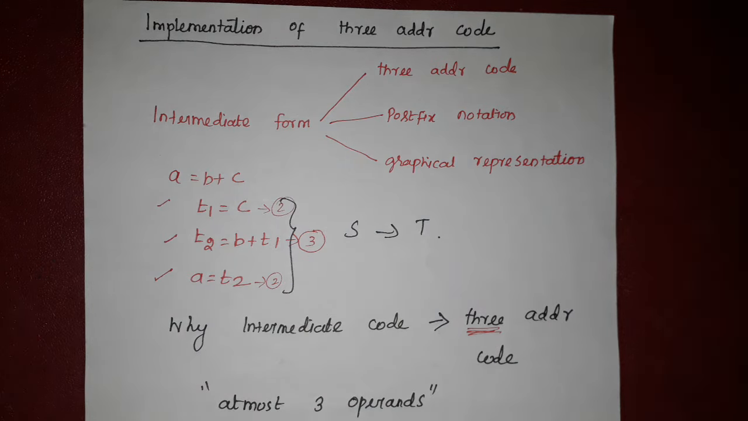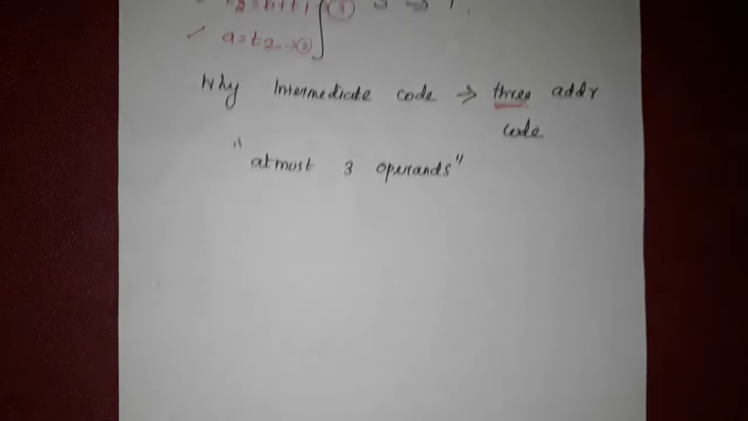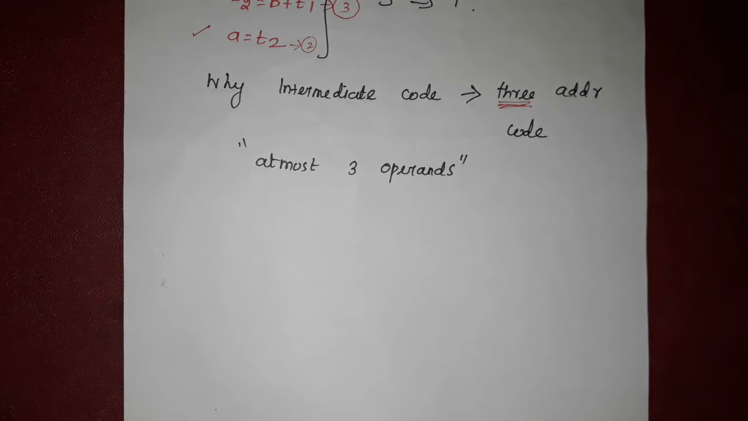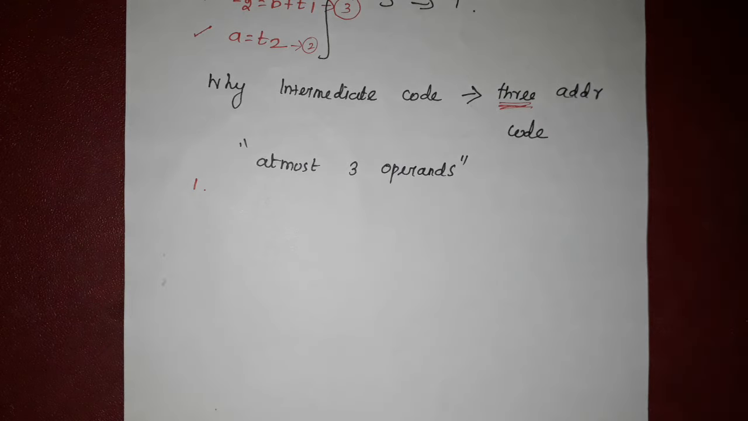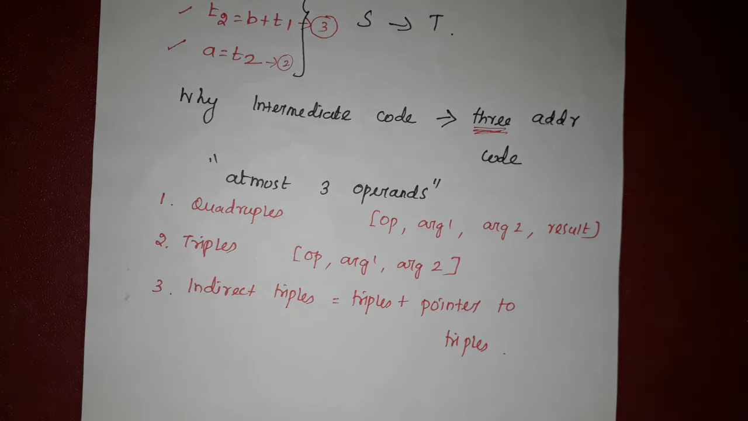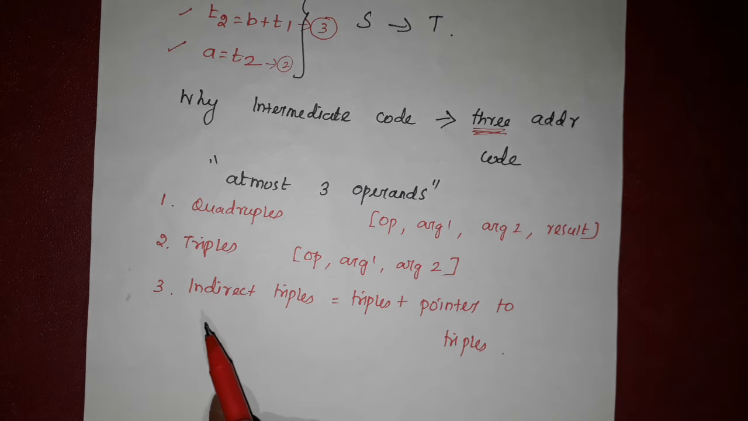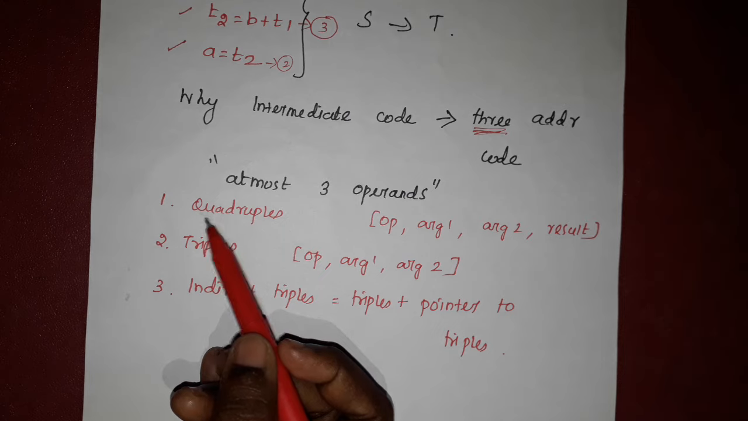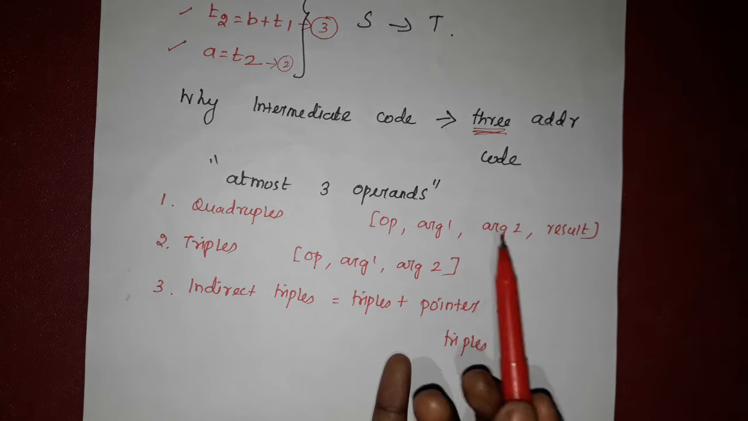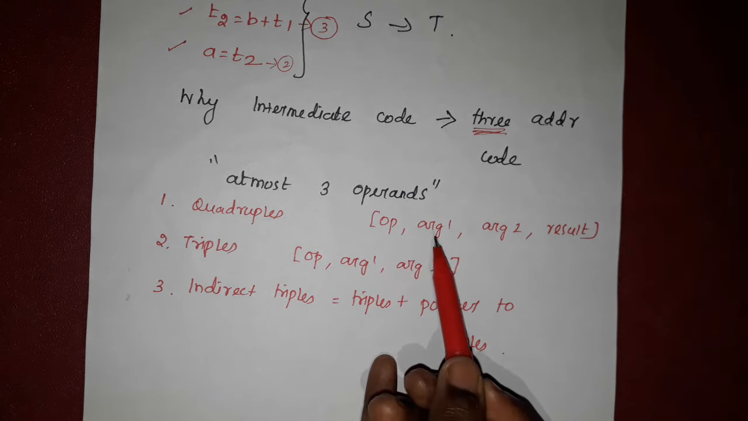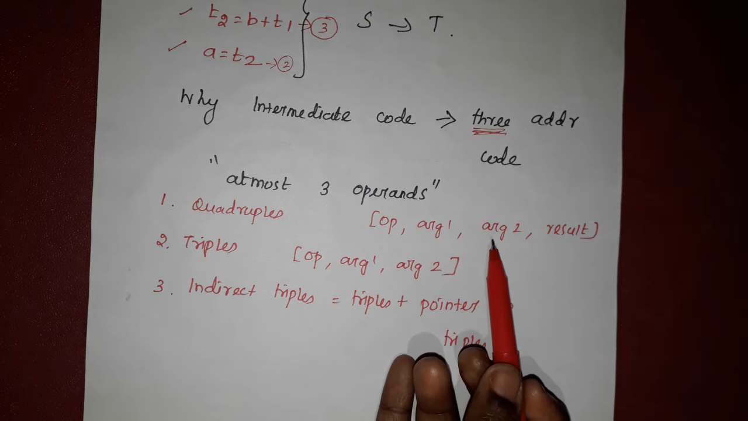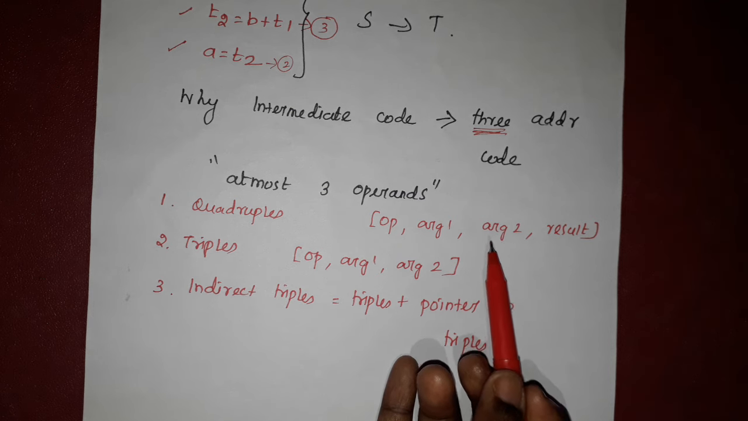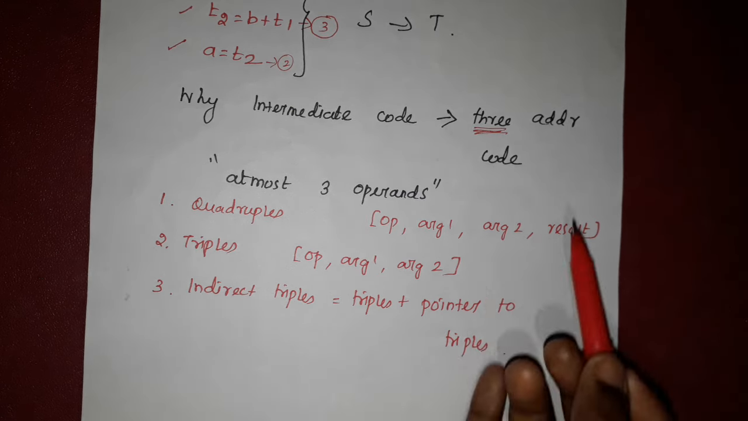Let us see what the implementations of three address code are. There will be three types of implementation of intermediate code. The first type is quadruple, the second type is triple, and the last type is indirect triples. In quadruple, there will be four tuples or four elements. First one is operator, second one is argument 1 or operand 1, third one is argument 2 or operand 2, and the final one is result. There will be four tuples.